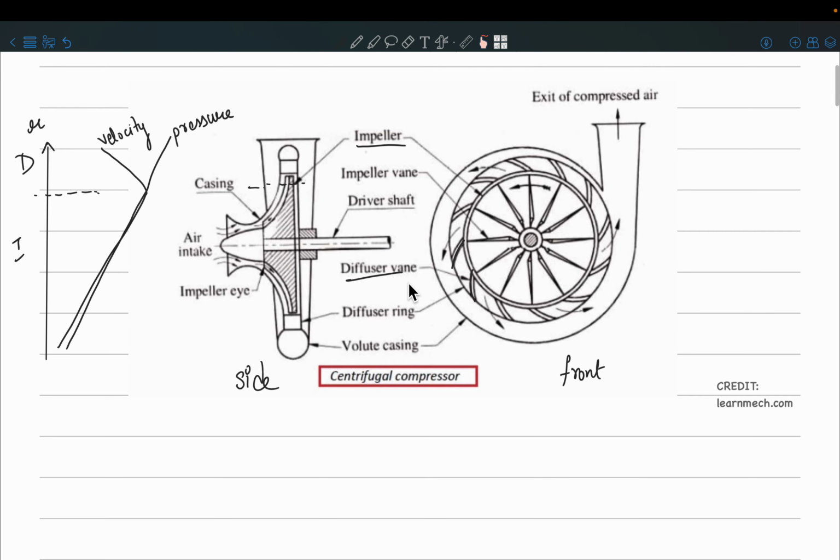And then what is this thing called the volute? What is the purpose of the volute? This white colored part which you see over here is called a volute.